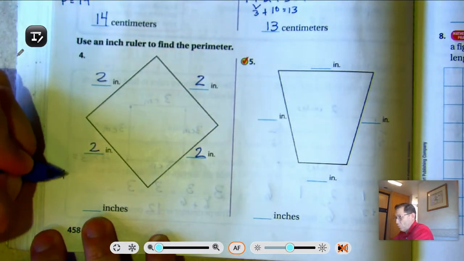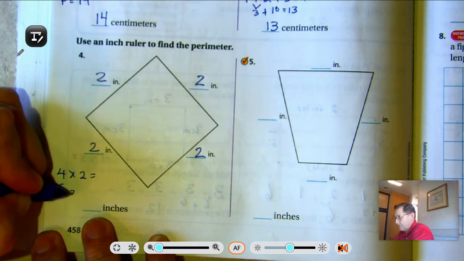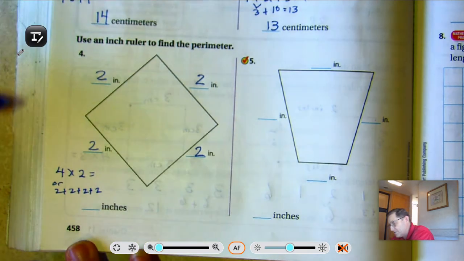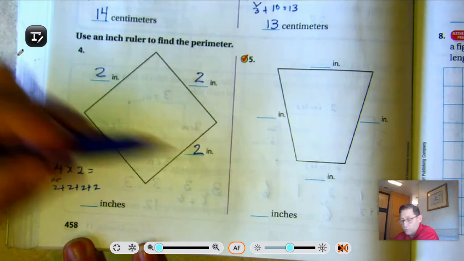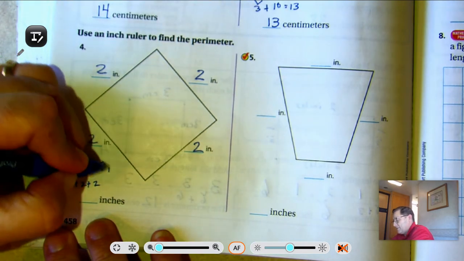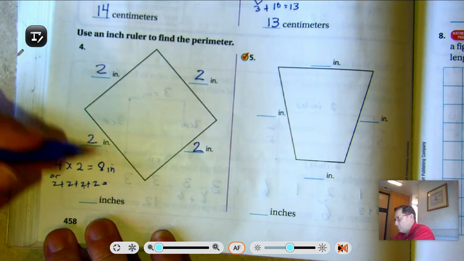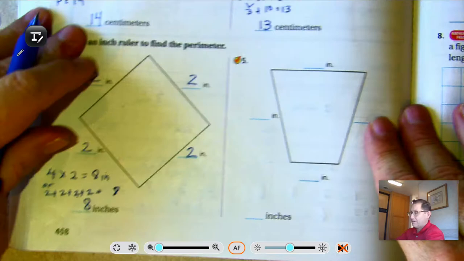So we can get 4 times 2, or 2 plus 2 plus 2 plus 2. Remember, all we have to do is add up all the sides. The reason I can multiply this one is because all the sides are equal. So 4 times 2 is 8 inches. 2 plus 2 is 4. Plus 2 is 6. Plus 2 more is 8. So 8 inches.